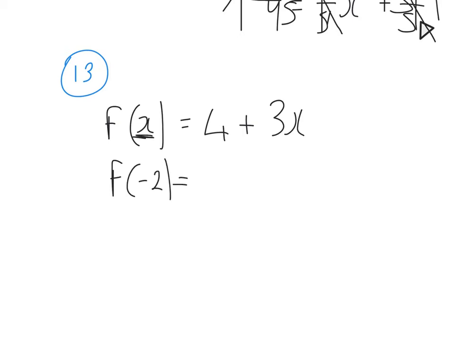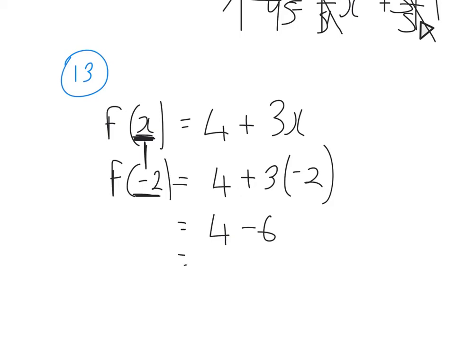Okay, so whatever you see in the bracket, that subs in for x. So we're going to make x equal to minus 2. So whenever I see x, make a swap, substitute in minus 2. So 4 plus 3x becomes 4 plus 3 lots of minus 2. That's 4 minus 6, and that is minus 2.